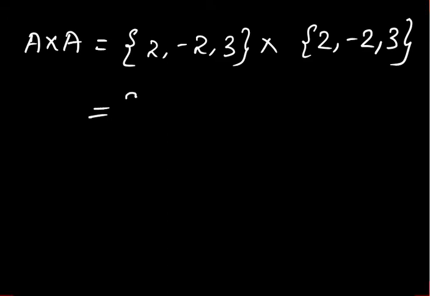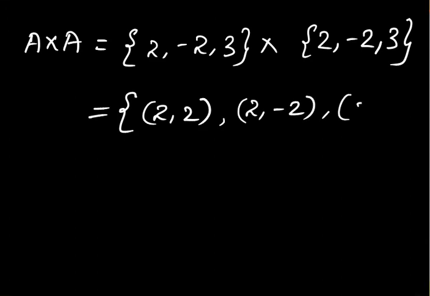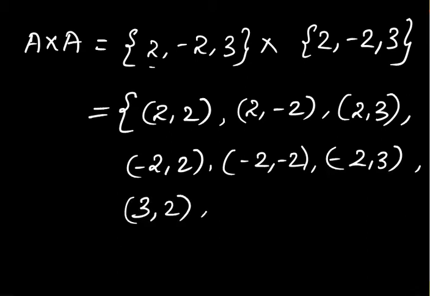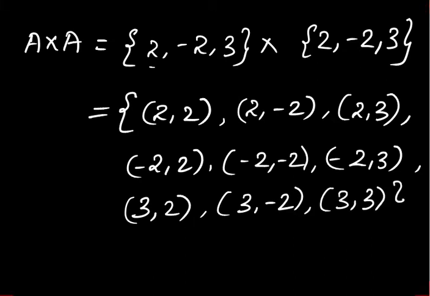Same like before, start with the first element 2. So 2 will be paired with the first element of A again, 2 comma 2. Next will be 2 comma minus 2. Next will be 2 comma 3. So now we are done with 2. Now we will go for minus 2. So minus 2 comma 2, minus 2 comma minus 2, minus 2 comma 3. Next will be 3 comma 2, 3 comma minus 2, 3 comma 3. Now count and check whether you are getting 9 ordered pairs or not.